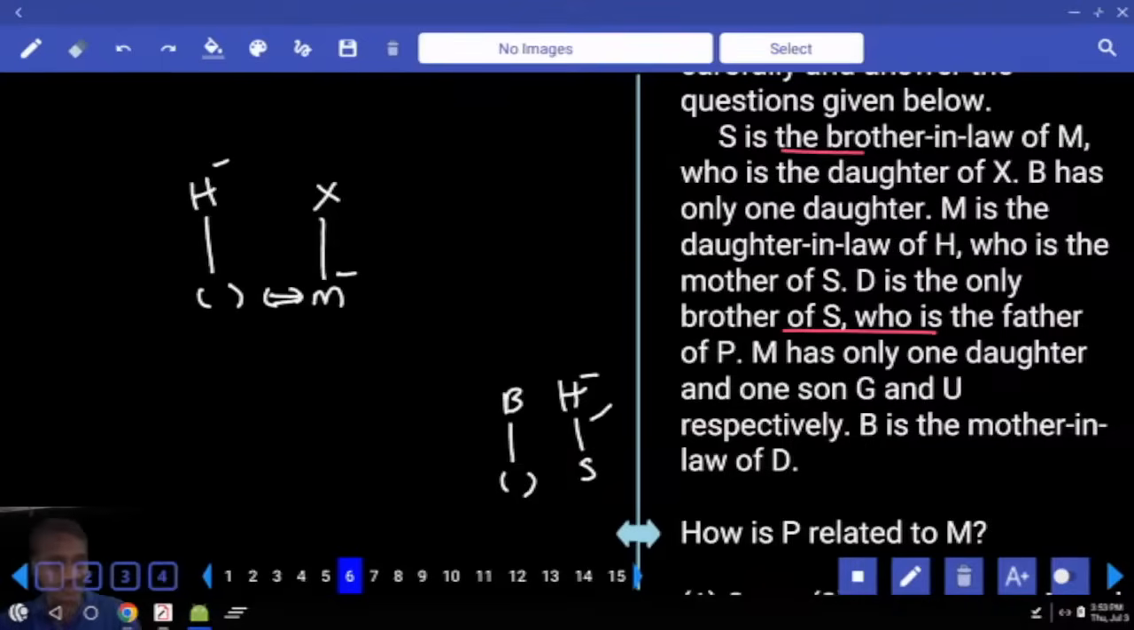Hence separately we are writing this one. And next one, S is the father of whom? S is the father of him.